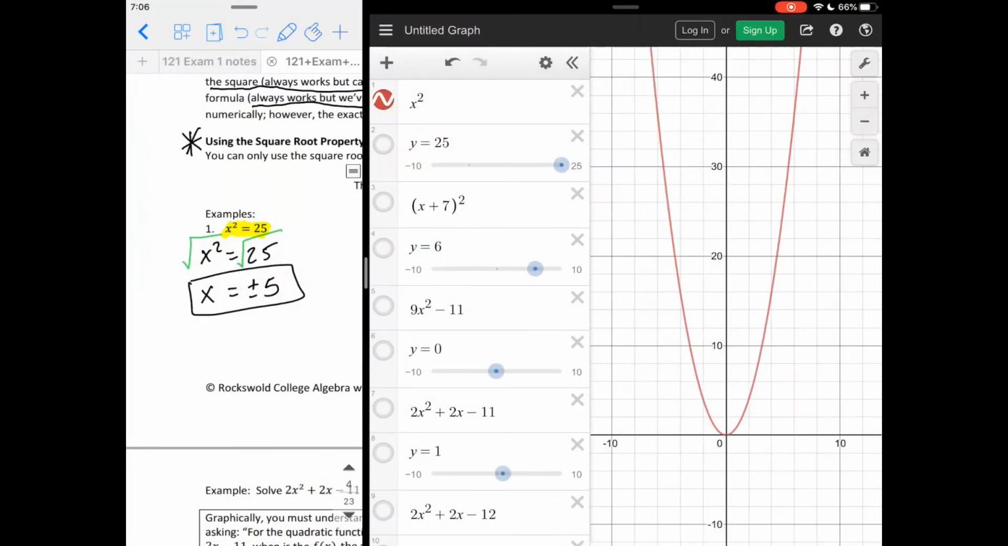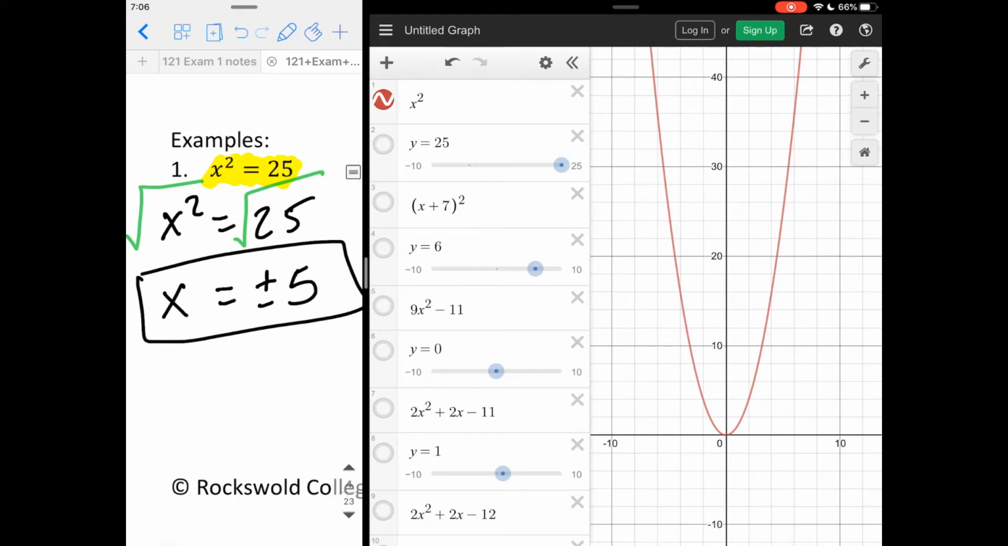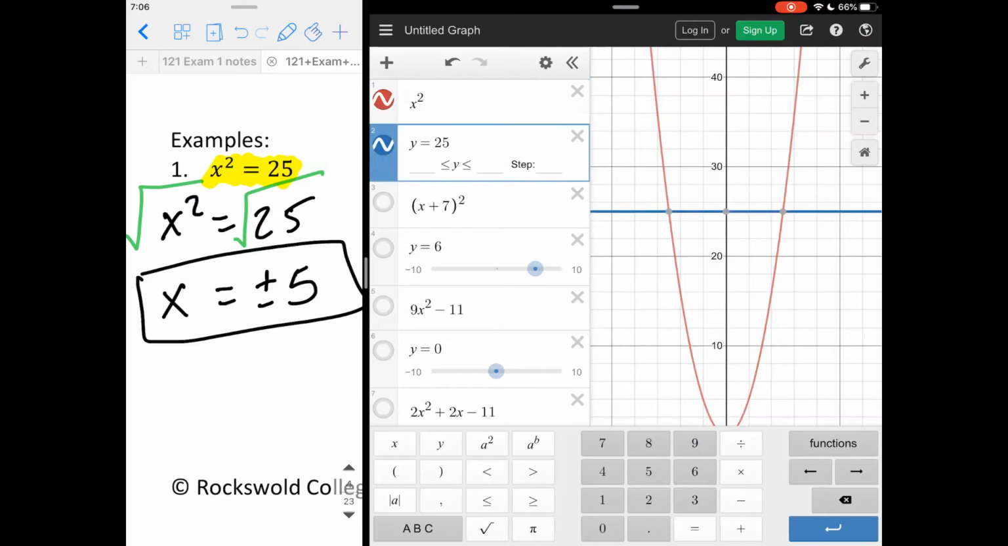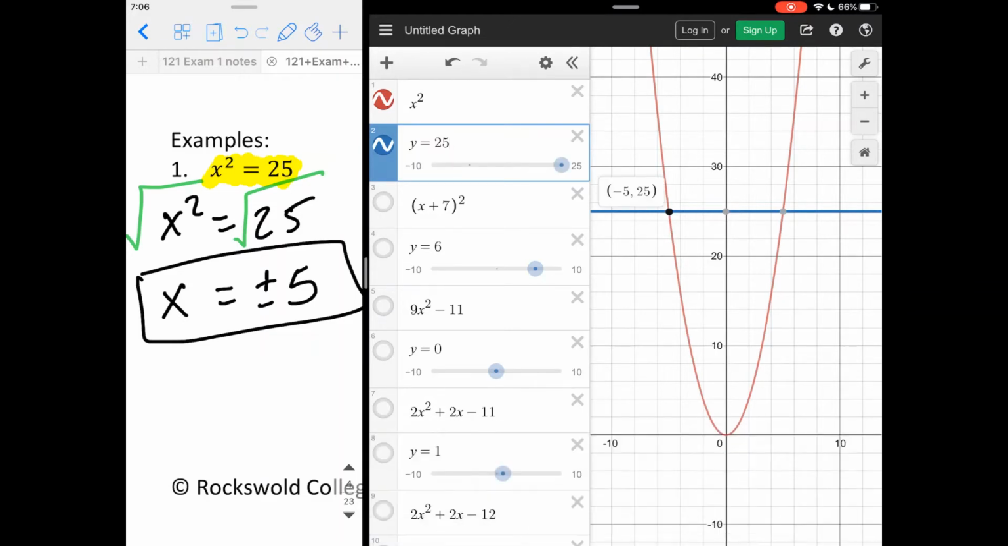Let me put this a little bit higher. And then on the right hand side, if you're going to be using Desmos, you need to put y equal to 25. And so there it is in blue. So x squared is in red, and y equal to 25, which is the 25 on the right hand side of the equation, is the blue horizontal line. And if I click here on these points of intersection where they both cross each other, you notice that my x values are the -5 and the 5 that I got algebraically.